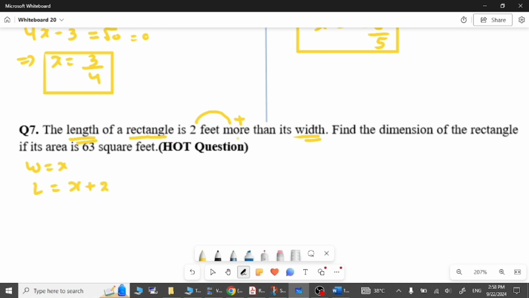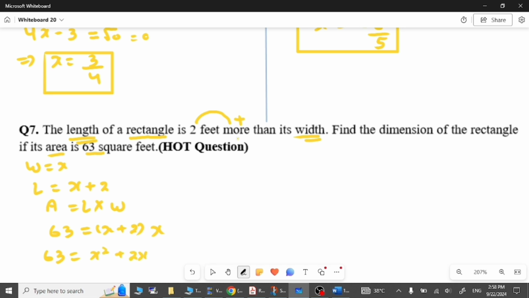And then it is telling the area is also given, 63. So I know area is equal to length times width, so I can write area is equal to 63, length I know x + 2 and width is x. Further solve it, I can write 63 = x² + 2x. I know the right-hand side should be 0, so I have to rearrange everything. So if I rearrange, I can write x² + 2x − 63 = 0.